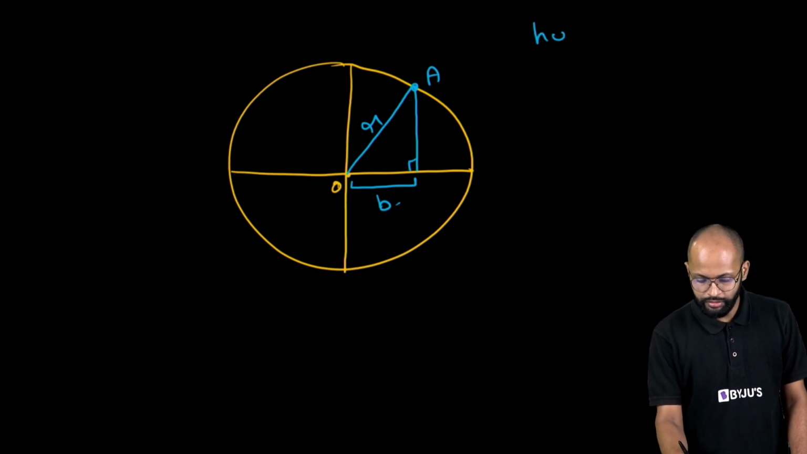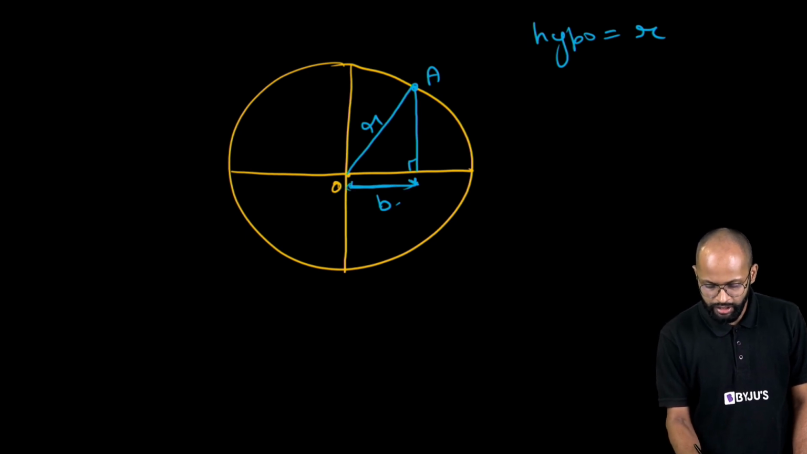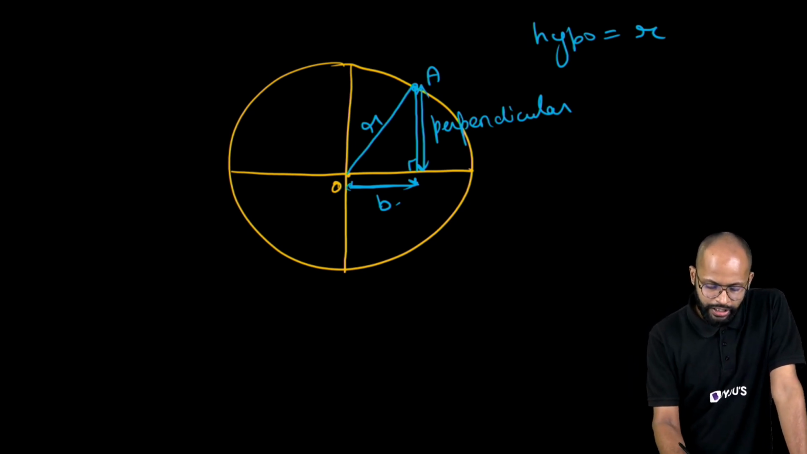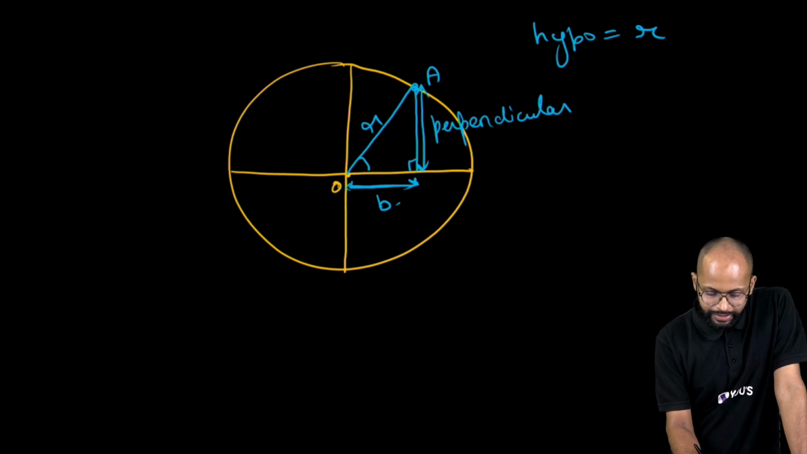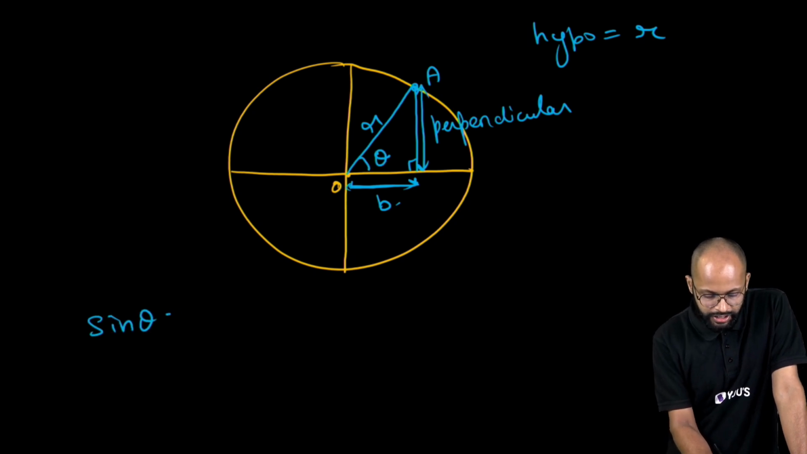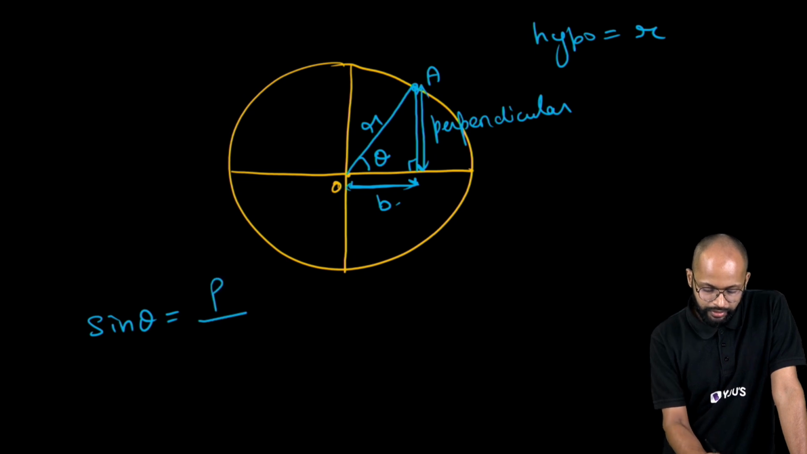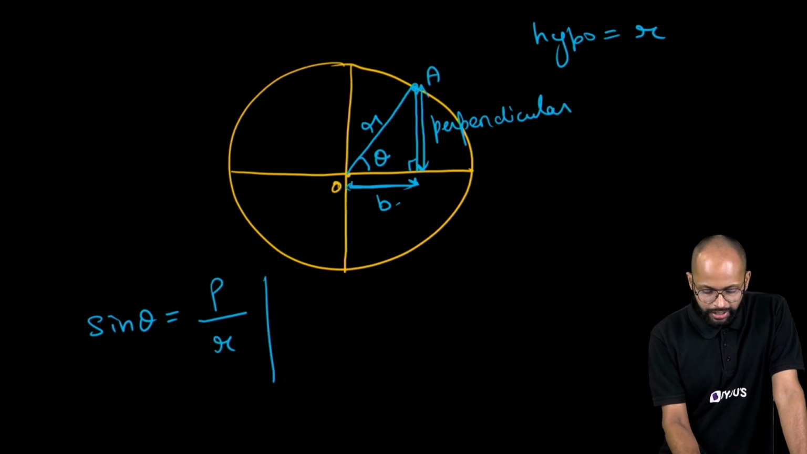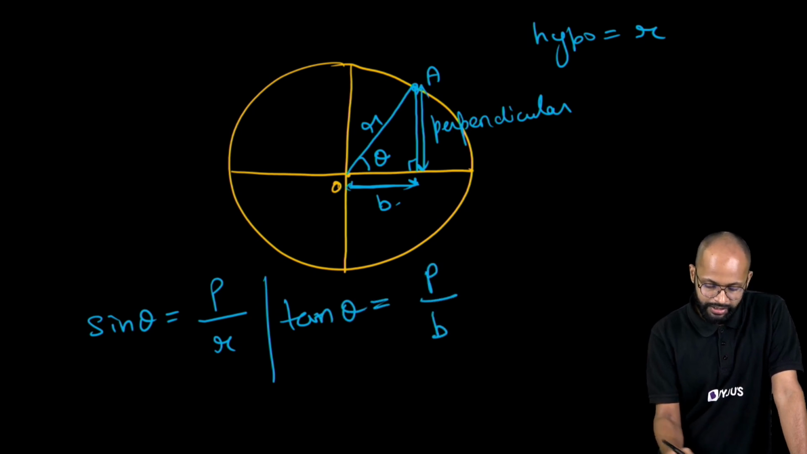So hypotenuse is the radius, base is marked over here, and this is the perpendicular. Clear, right? This is perpendicular, this is base. Very good. Now this angle is, let's say, theta. Sine of theta is equal to perpendicular upon hypotenuse, means perpendicular upon radius. Very good. Forget about cos, tan of theta is equal to perpendicular upon base.